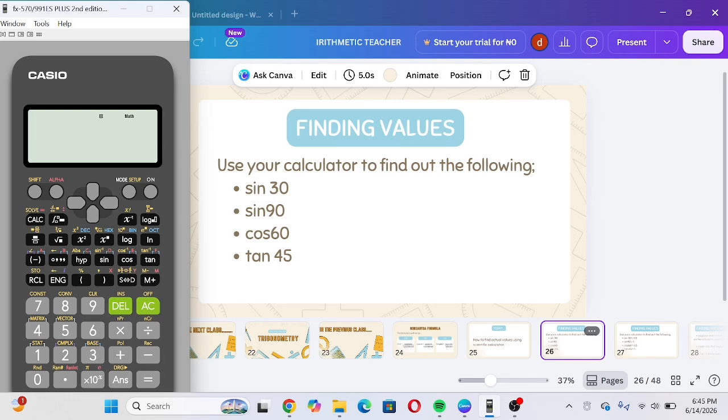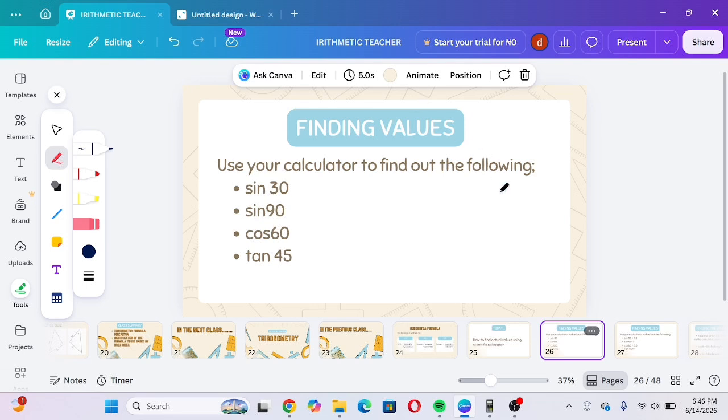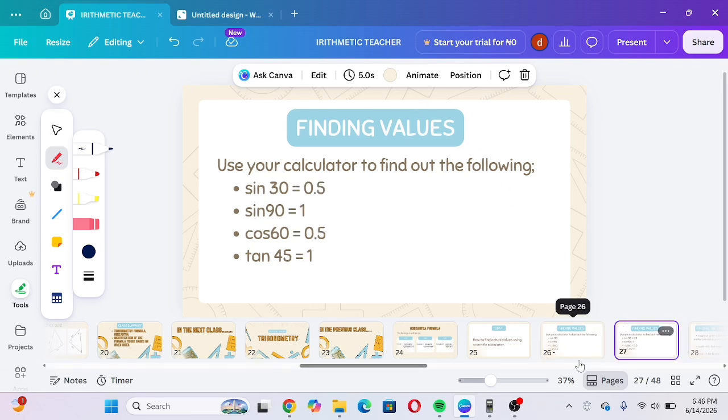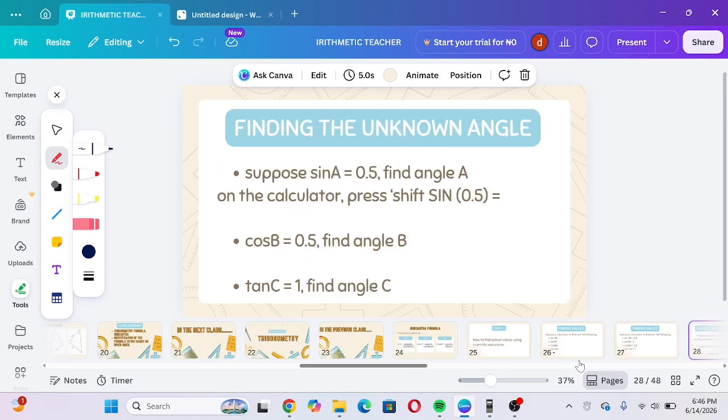That is just it. So to check your sine 30, just click on your sine, then 30, and equal to. The answer, in case it's in fraction, come over here to SD. You can see SD following my cursor. Click on SD to convert it to decimal. Let me try one more. Say you have tan 45. Click on tan 45 equal to. So you have 1. That is basically how to find the values. The answers are over here, you can confirm.